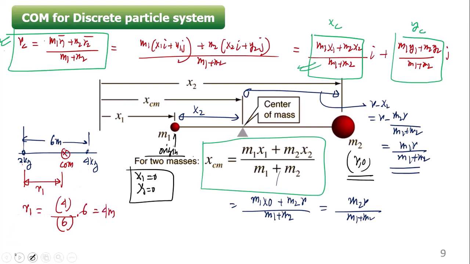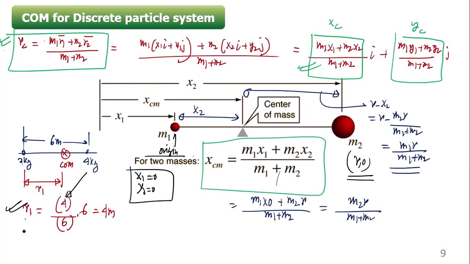What is the trick? The trick is that whenever you want to calculate R1, the distance of the center of mass measured from, let us say, the 2 kg, the other mass is to be taken in the numerator, total mass is the denominator, multiplied by the distance.